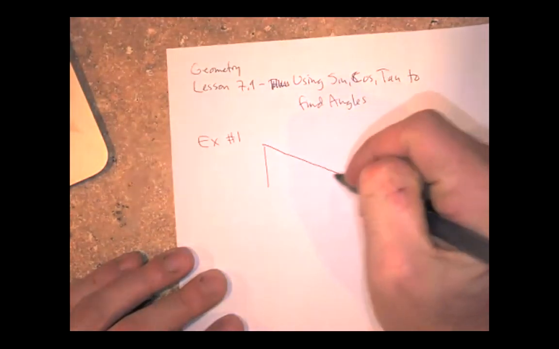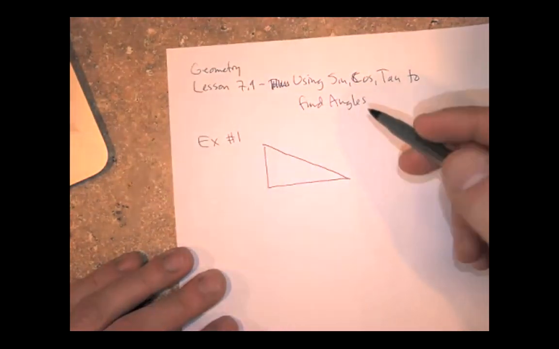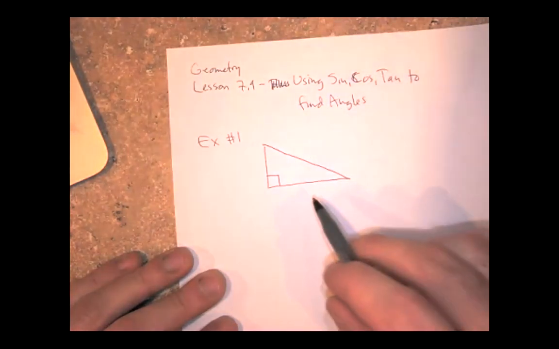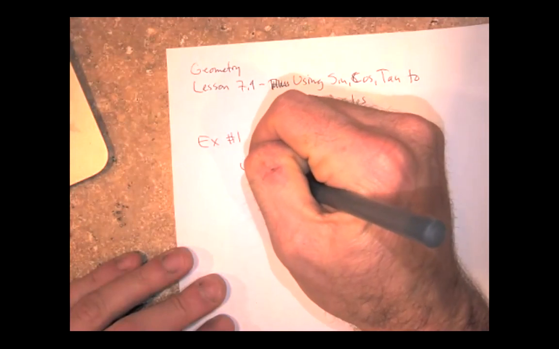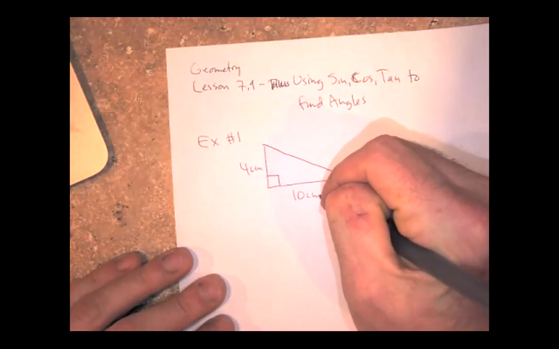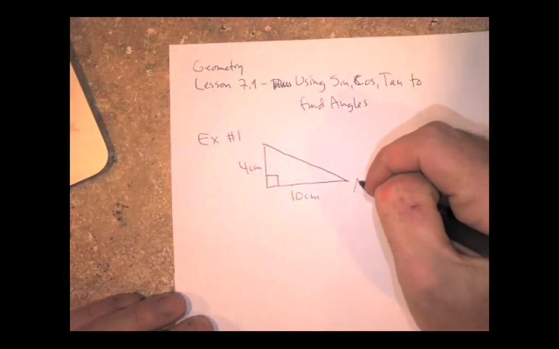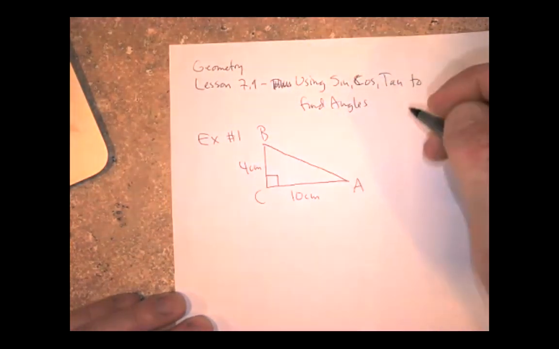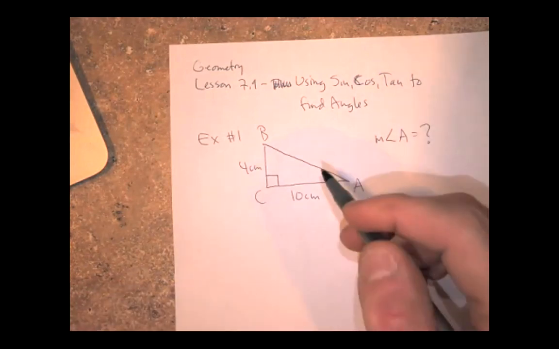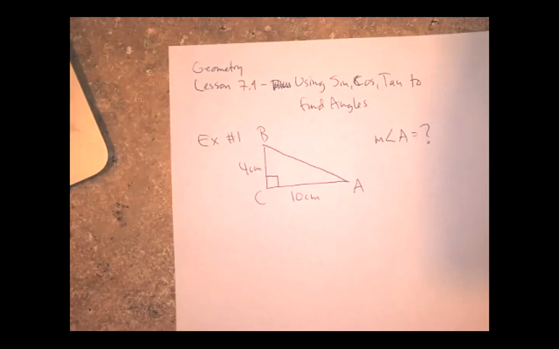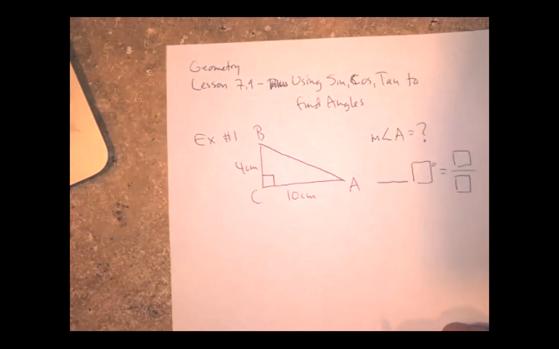All right, so now instead of being given a side and an angle, maybe you're given two sides. This side's 4 centimeters, this side's 10 centimeters. And the question is, let's call it triangle ABC, the measure of angle A is what we're looking for, this angle down here. The setup will be like what we've done before: sine, cosine, or tan of the angle equals something over something. Same exact setup.